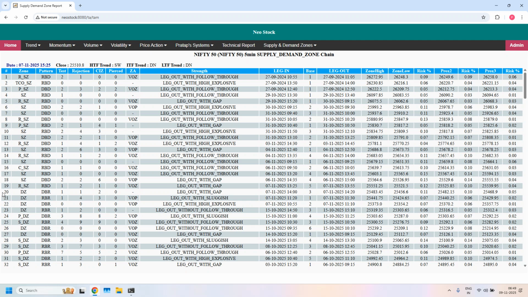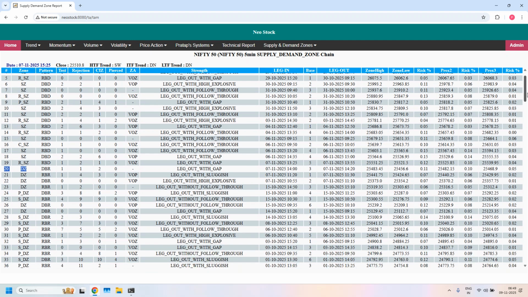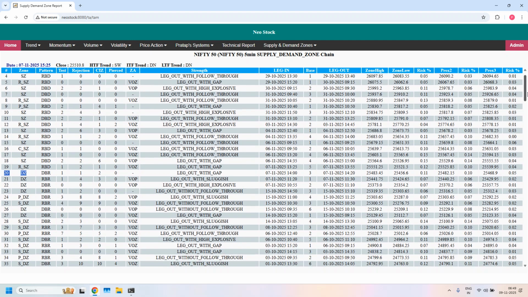The nearest demand zone chain is serial number 20. I will place it in the middle of the page. Okay. So this is a NIFTY supply demand zone chain report.